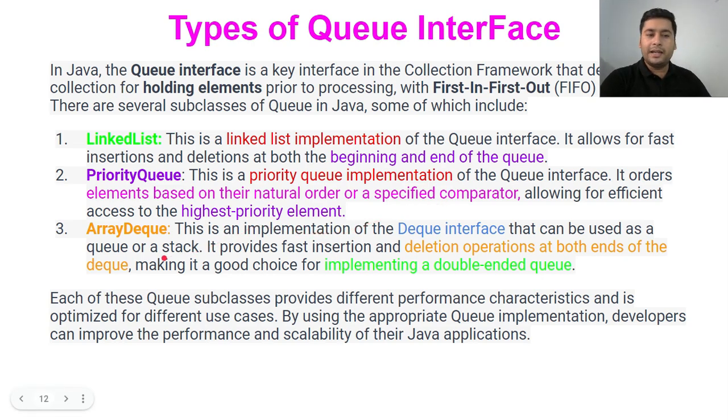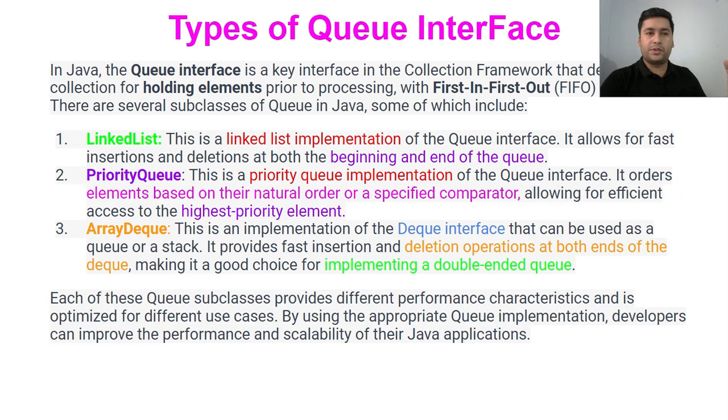If I talk about the ArrayDeque, this is an implementation of the Deque interface. So in collections there is a Deque interface, and that is the parent of ArrayDeque. Okay, and it can be used as a queue or a stack. It provides fast insertion and deletion operations at both ends of the Deque. Both ends means that with a stack you can insert the data at the top and you can pick the data from the top only.